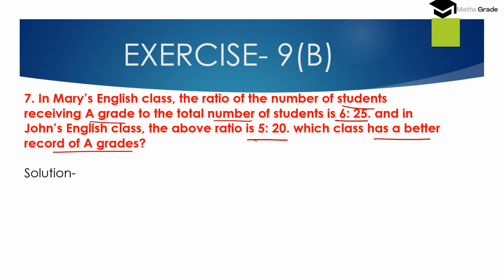In this question, we have to compare these two ratios, 6 is to 25 and 5 is to 20. In Mary's English class, the ratio, that is number of students receiving A grade to the total number of students, is 6 is to 25. And in John's English class, the number of students receiving A grade to the total number of students is 5 is to 20. So we have to compare these two ratios.